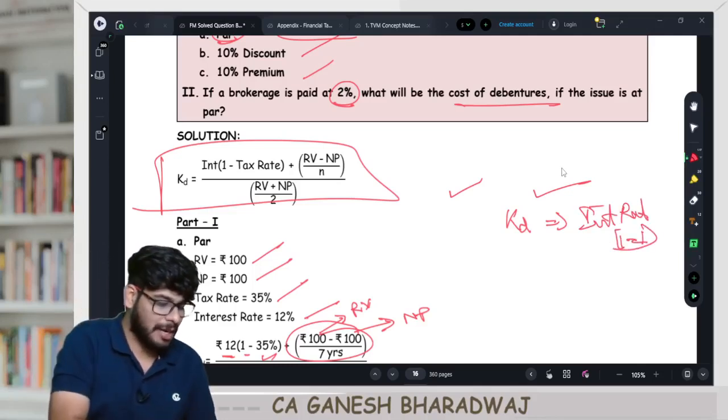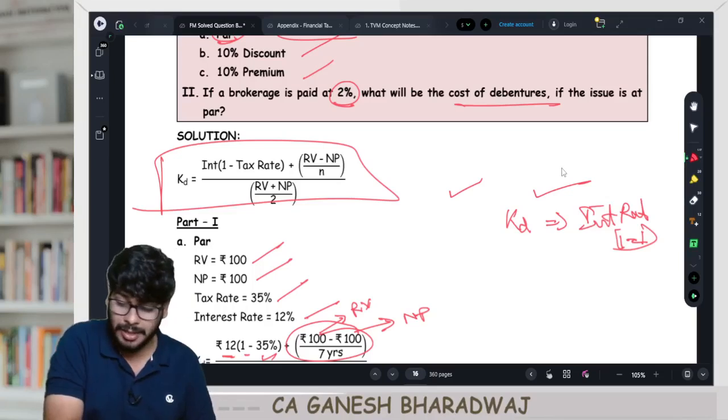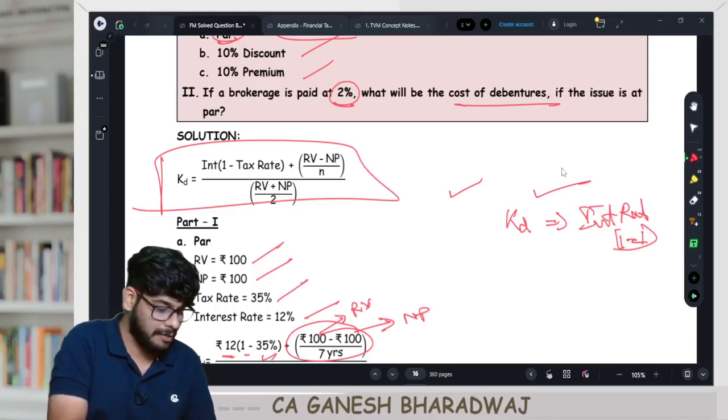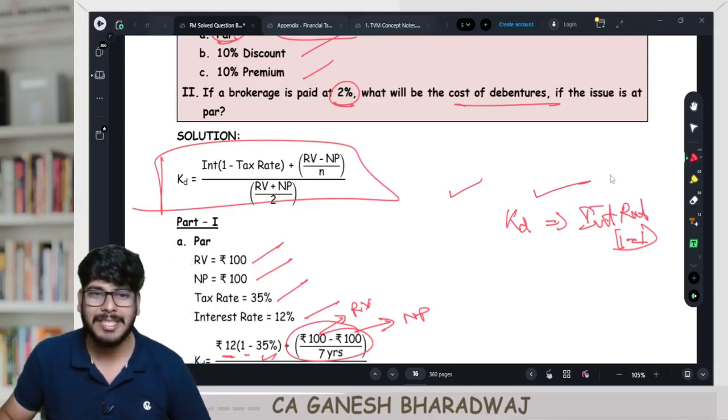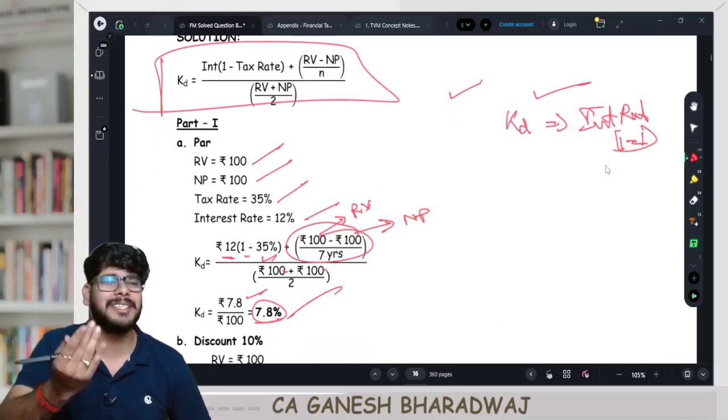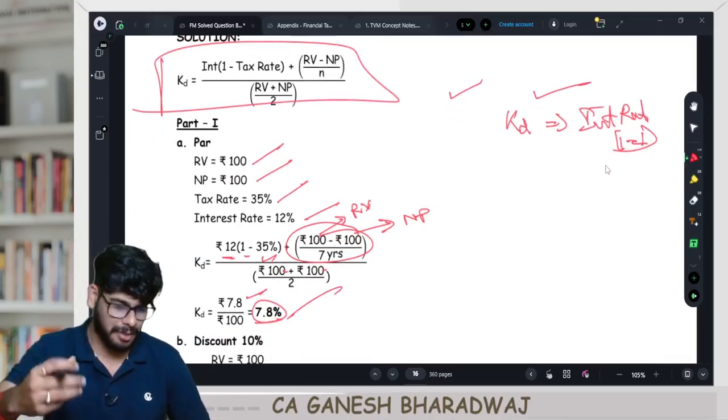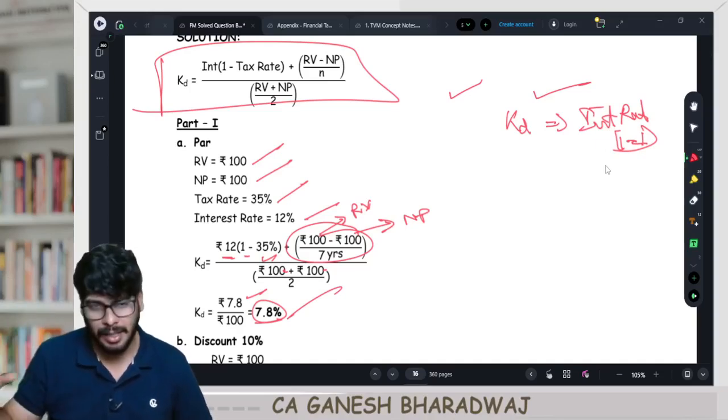In this case, 12 into 0.7, what is this? Tax rate is 35%. 12 into 0.65, how much is it coming out to? 7.8%. That is what we got now. It is a small observation, right? Just extra knowledge I'm giving you. As simple as that. Clear with this, guys?